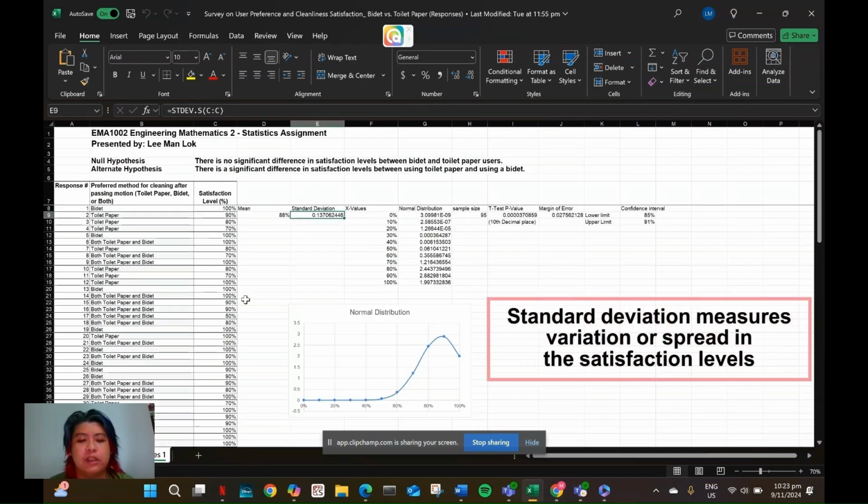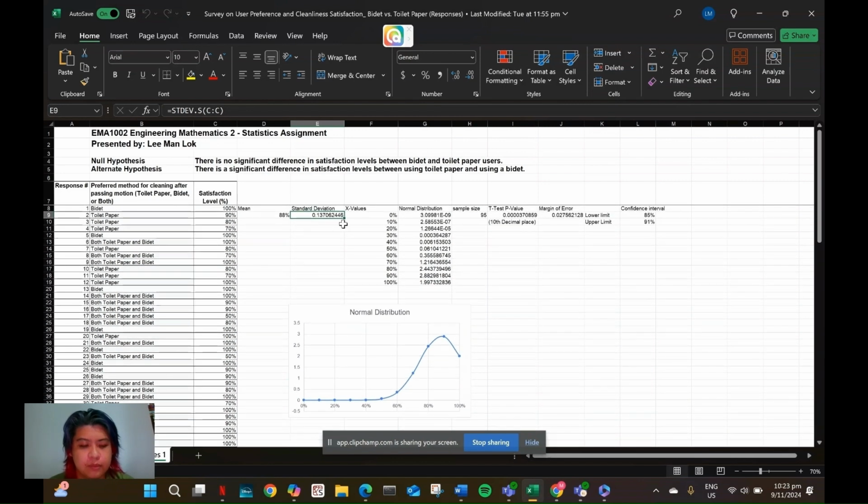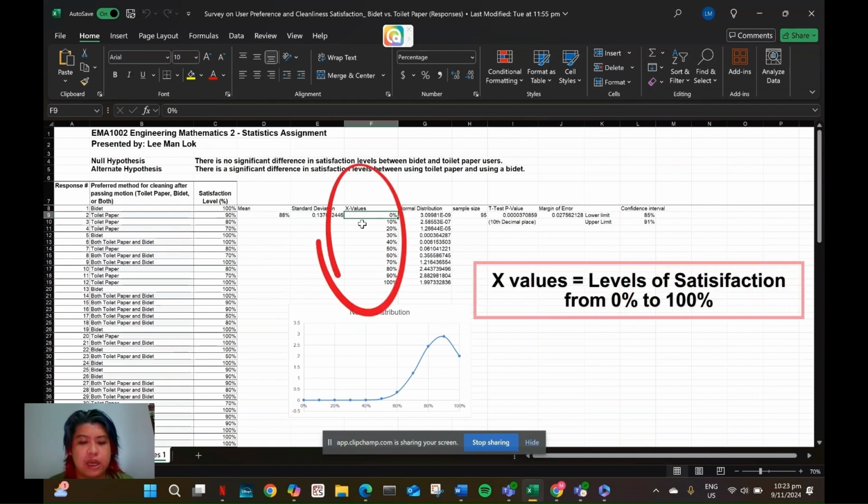The purpose of calculating the standard deviation is to measure the amount of variation or spread in the satisfaction levels. It tells us how much the satisfaction scores differ from the average, helping us understand the consistency of the responses. Next, I determine my x values, which are my levels of satisfaction from 0 to 100%.